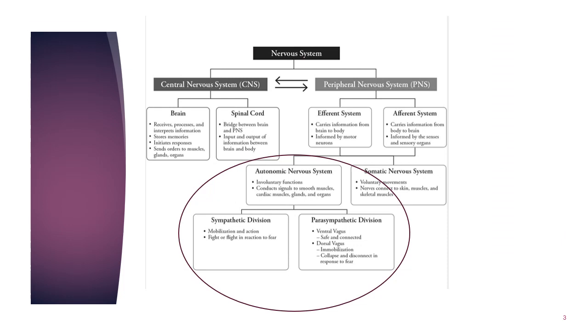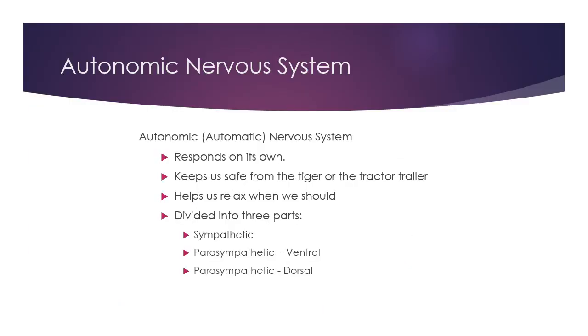We all know that the body's nervous system is very complex. Here is a simple diagram of the parts. We're going to focus on the autonomic nervous system, which is a subset of the peripheral nervous system. The autonomic nervous system is automatic. As the name implies, it always responds automatically. It is intended to keep us safe, no matter the threat.